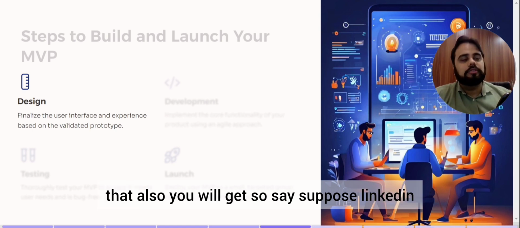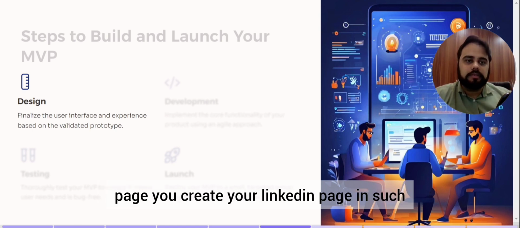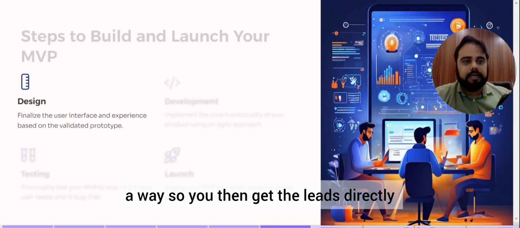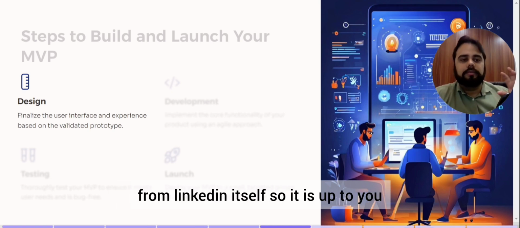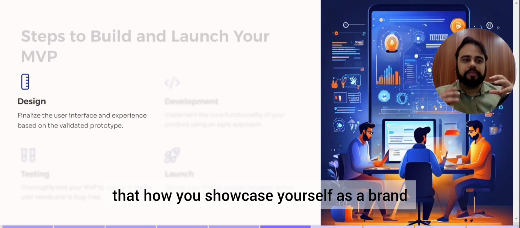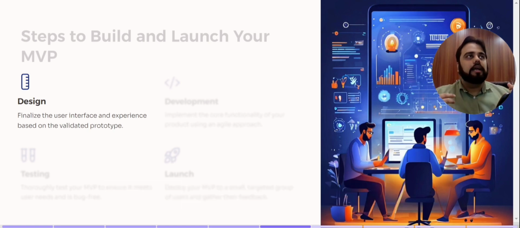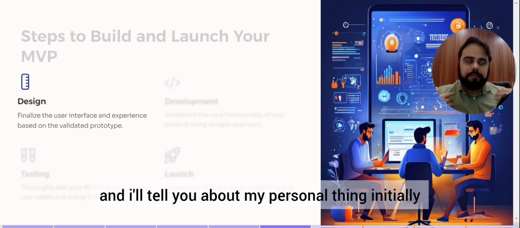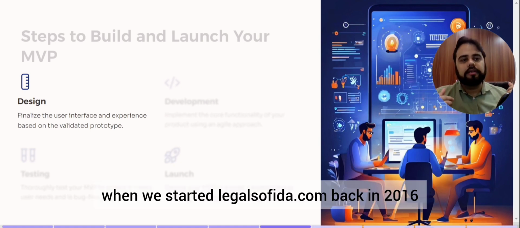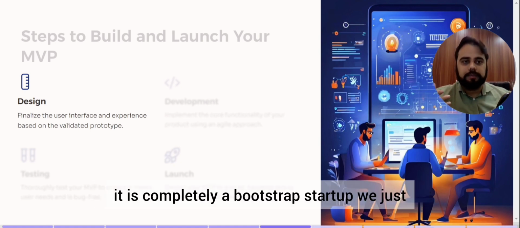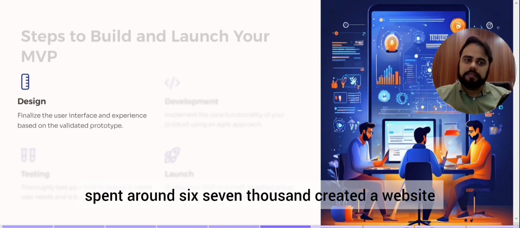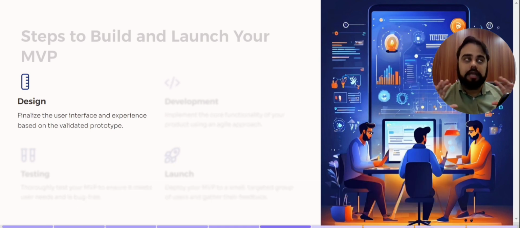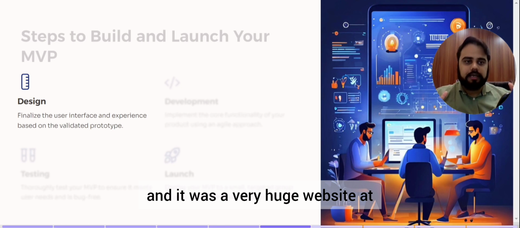Say suppose LinkedIn page, you create your LinkedIn page in such a way that you get the leads directly from LinkedIn itself. So it is up to you how you showcase yourself as a brand, as a service provider. And I'll tell you about my personal experience. Initially when we started legalsuvidha.com back in 2016, it was completely a bootstrapped startup. We just spent around 6 to 7 thousand, created a website, and it was a very huge website at that time.